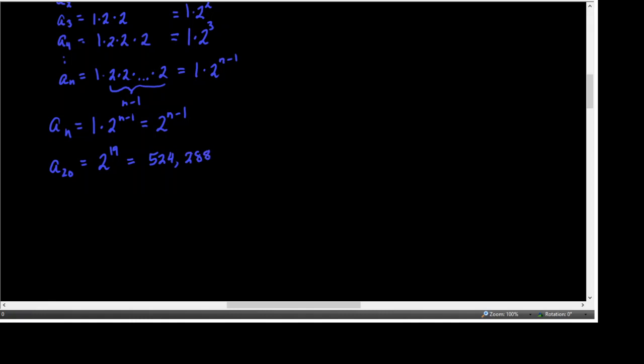And what were the units for this? It was in pennies, right? Cents. So it'll be that many cents. And if we divide that by 100, that's $5,242.88 is what you earn on day 20 for 1 day of work. Well, that's quite a tidy sum. We'll keep working on that and come back to that problem later.